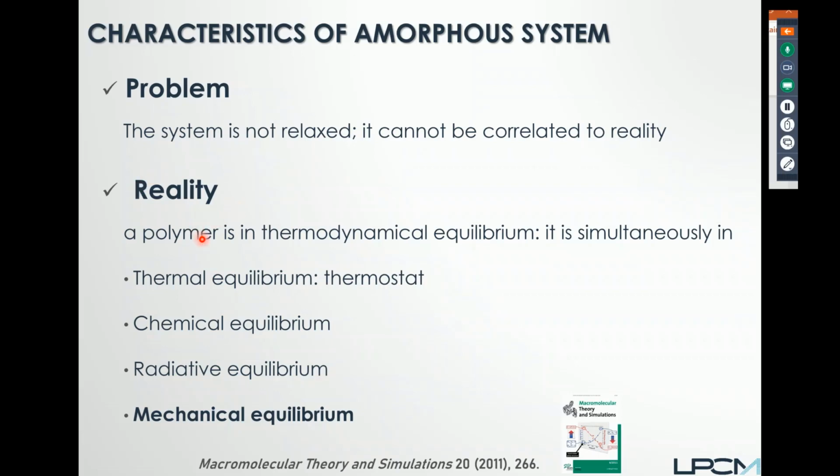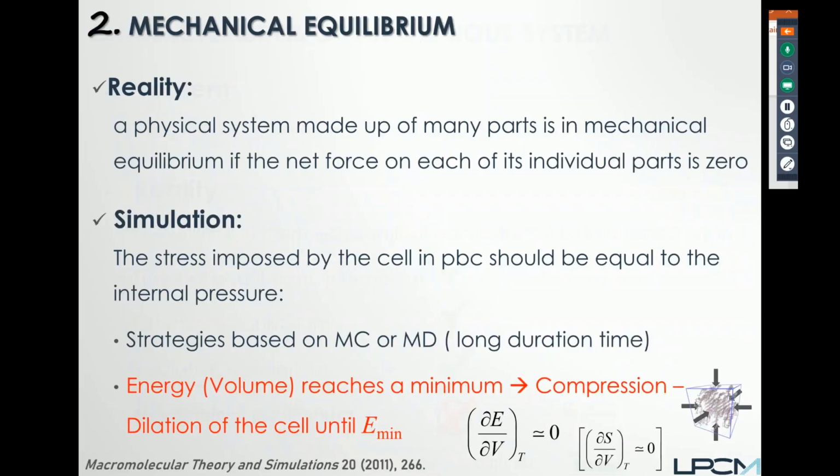So what is the reality? A polymer is in thermodynamical equilibrium. So it is simultaneously in thermal equilibrium, which can be done by a thermostat. Chemical and radiative equilibrium are part of the simulation we perform, but it's not in mechanical equilibrium. Just for your information, I put the publication down the side. Okay, what is mechanical equilibrium?